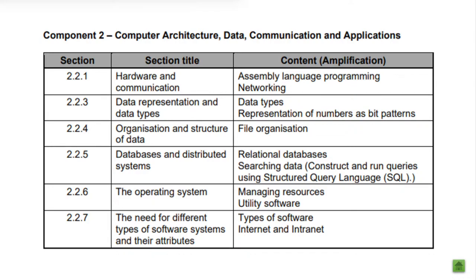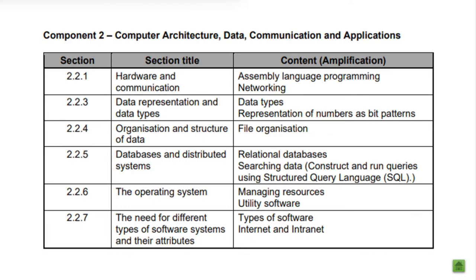Okay, this is our advanced information. It covers the following sections. Now, we know that the advanced information isn't indicative of exactly what's going to be on the paper. However, it is a good guide as to the kind of things that are coming up. So we've got hardware and communication, data representation, data types, organization and structure of data, database and distributed systems, the operating system, and the need for different types of software and their attributes.